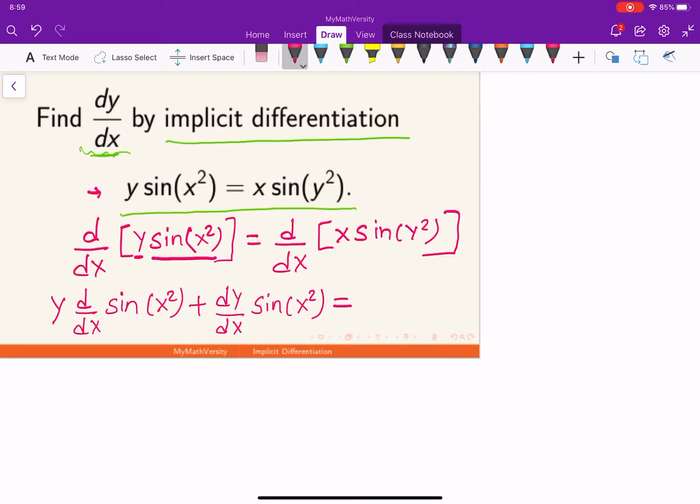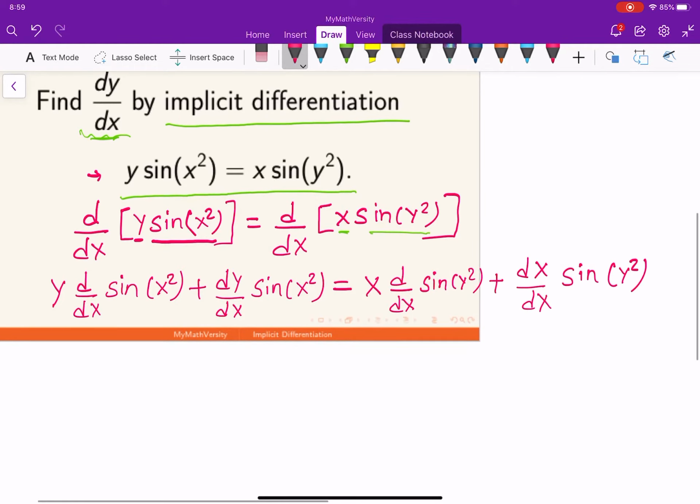For the right hand side, we do the same thing. We have the product of two functions, so we can use the product rule: leave the first function as it is, multiply by the derivative of sine of y squared with respect to x, and then plus the derivative of x with respect to x, that is the derivative of the first function, multiplied by sine of y squared as it is. I just tried to apply the product rule. So until now I have not figured out the actual derivative of this expression, so let's do that.